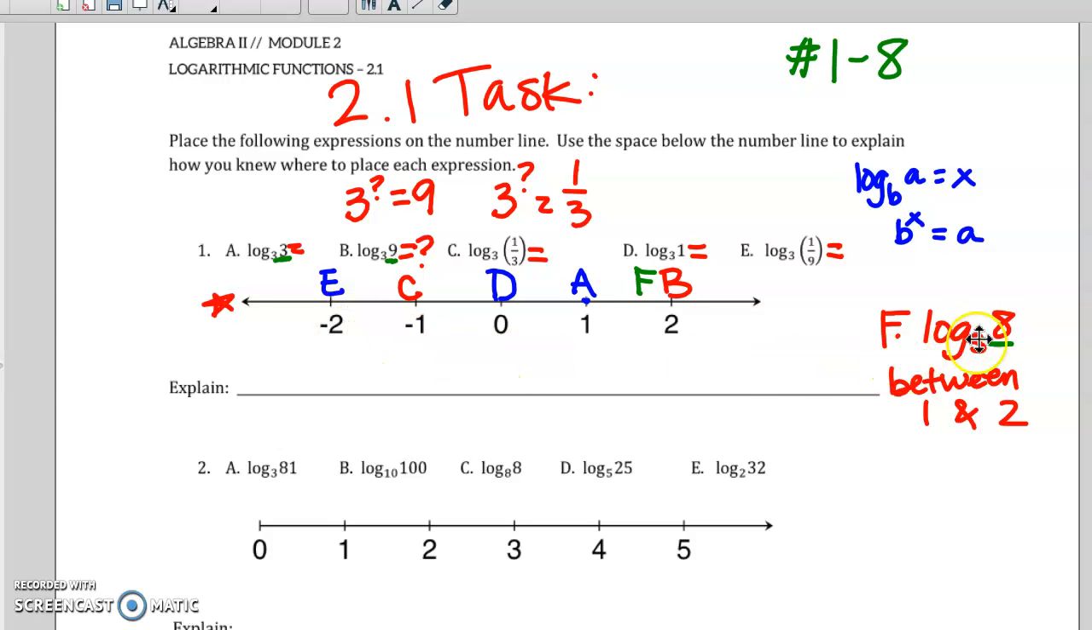However, I created this letter F, okay, log base 3 of 8. Well, we know that 8 occurs between 1 and 2 because 3 squared is 9, and 3 to the first is 3, and 8 falls between 3 and 9. Okay, so I placed it on the number line between 1 and 2. If you notice, it's a little bit closer to 2. Why would that make sense? Well, because 8 is closer to 9 than it is to 3, right? So it actually should probably be even a little bit closer. It looks too close to halfway, but that's okay.